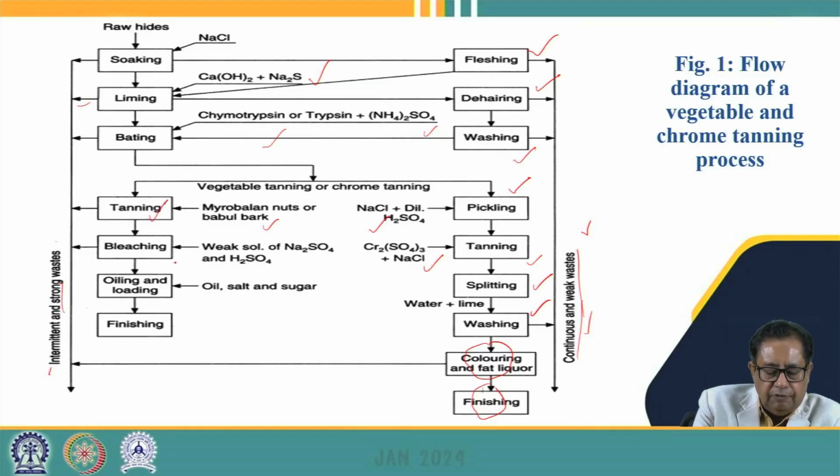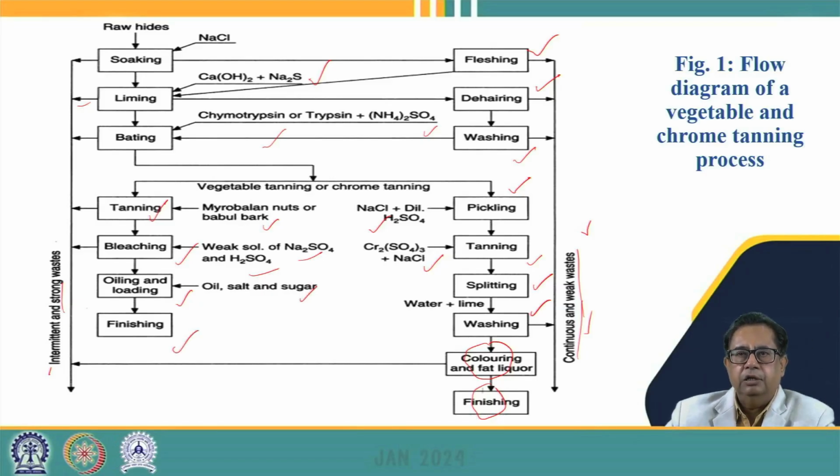Similarly, after this, we may bleach the hides by using a solution of sodium sulfate and sulfuric acid. After which we may go for oiling and loading, where we add certain oil, salts and sugar also, and we go for the finishing process. So that's how the vegetable tanning and the chrome tanning process may differ in their processes.